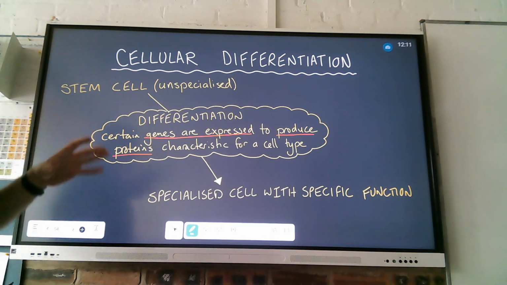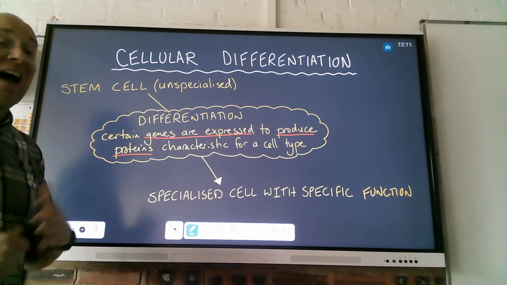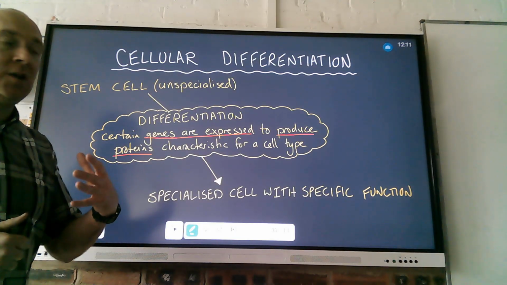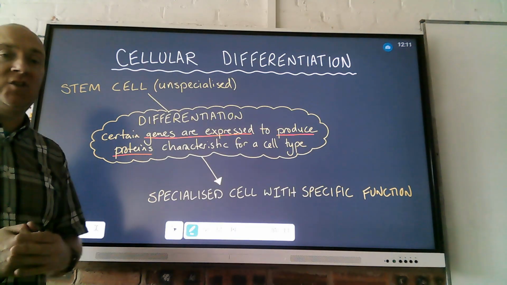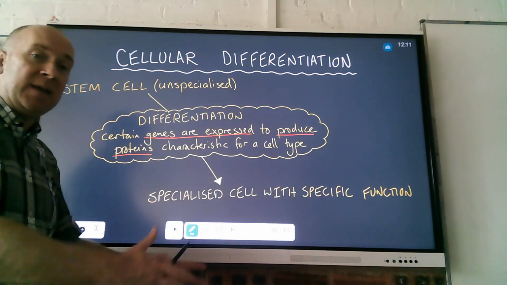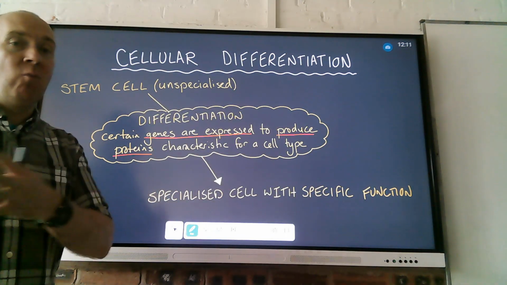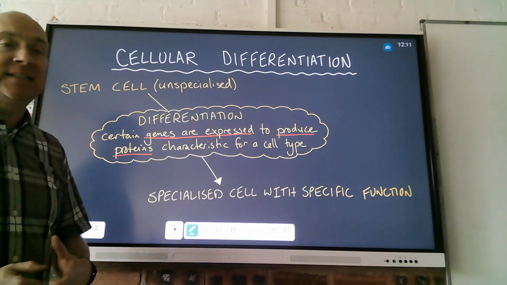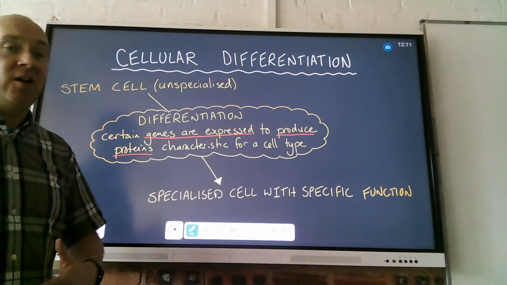So to give you the background, a stem cell is unspecialised because it has no genes switched on or being expressed. The process of differentiation involves choosing what genes are going to be expressed. Some will be, some won't be, and the result of some being expressed and some not being expressed is that some proteins are produced and others aren't.